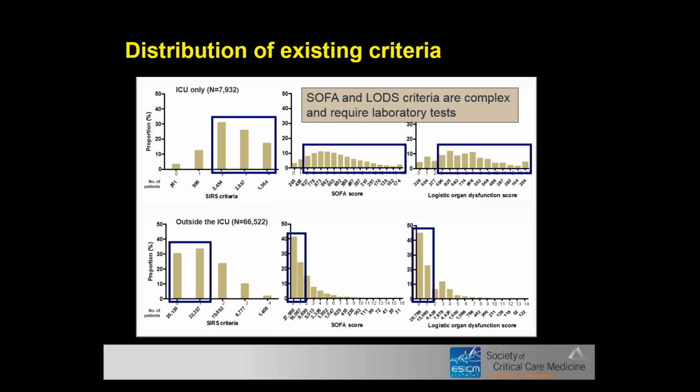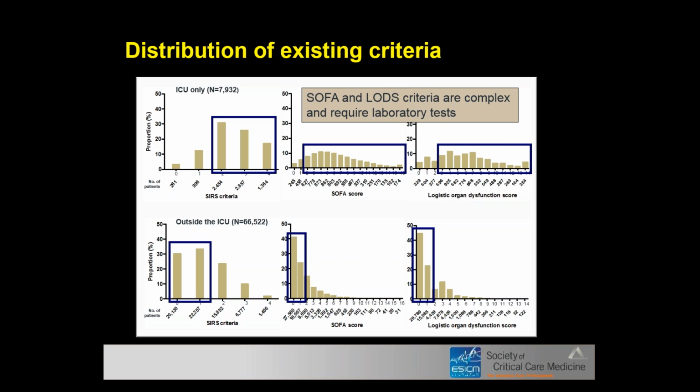One could then look at the distribution of these existing criteria both in the ICU itself, as shown in the upper set of panels, and outside the ICU. What you see when you look at the SIRS criteria is that 2 or more are identified in the great majority of patients who were admitted to the ICU. A SOFA score of greater than 2 was identified again in a great number of patients, the majority admitted to the ICU. And the LODS score of greater than 3 also identified a great majority of the patients admitted to the ICU.